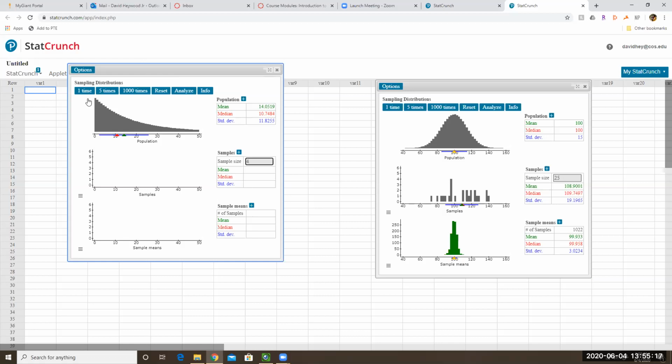So if I collect one sample of size 4, there's the sample mean. If I do it again, there's a different sample mean, and a different one, and a different one. If I did it 1,000 times, this is the distribution I would end up with after 1,000 iterations.